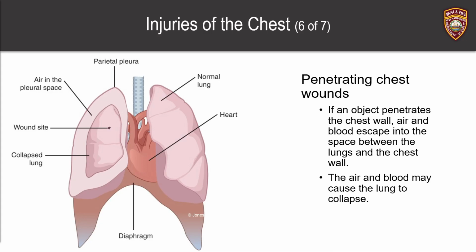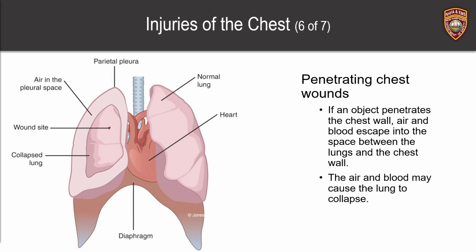Another thing that you'll see, and we'll see this in penetrating chest wounds specifically, is a collapsed lung. If an object like a knife or a bullet or really anything penetrates the chest wall, then as the patient breathes in and out, air will suck in through that hole rather than coming in through the nose and the mouth. That's bad because we need the air to go through the airway and fill up the air sacs in the lungs where the oxygen and carbon dioxide exchange in the blood.